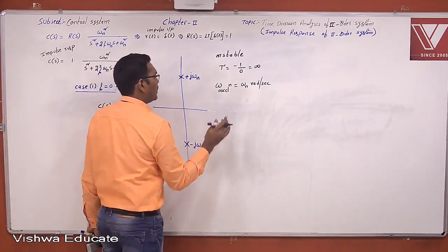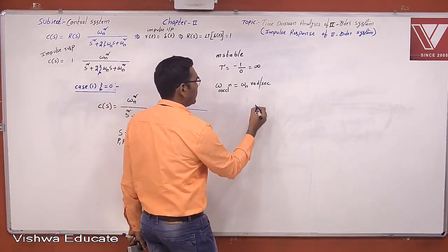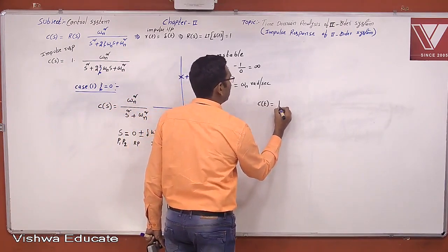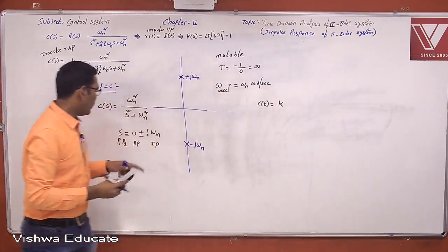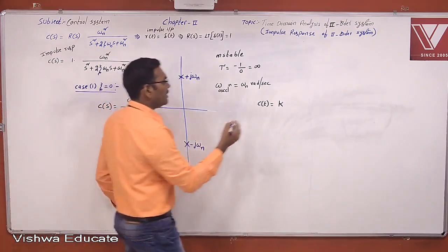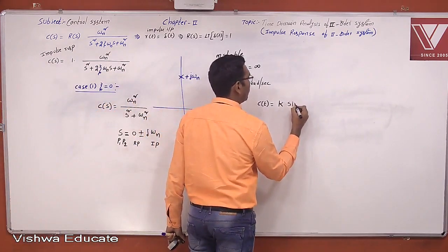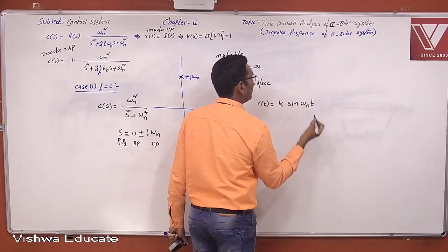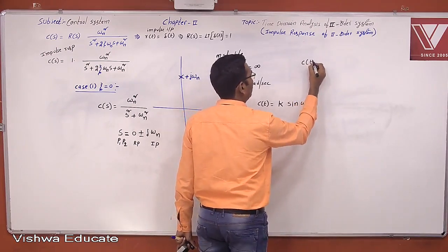Now what is the impulse response in the time domain? The impulse response c of t is equal to some constant into e power real part. Is there any real part? No, e power real part is 0. Sine or cos, whatever it may be. Imaginary part, what is the imaginary part? Omega n into t. Recollect the impulse response and a shortcut method.